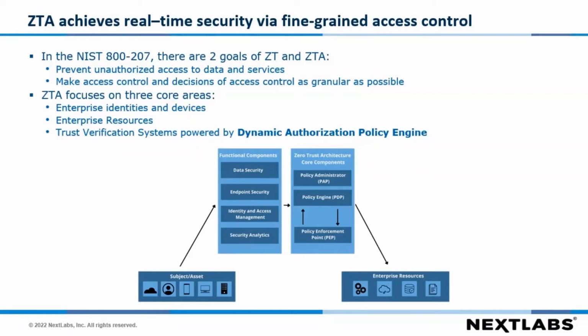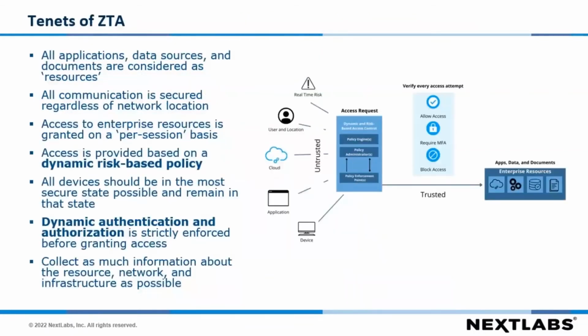And then, one more slide on what some of the core tenets of zero trust architecture are. Everything, whether it's applications, data sources, documents, or data, is considered a resource. All access to those resources is verified and secured, regardless of where they are located. Authentication and authorization are enforced every time access is requested before granting access. And the key is keeping everything in the most secure state possible, making the controls granular and focused on the specific data elements that need to be protected.